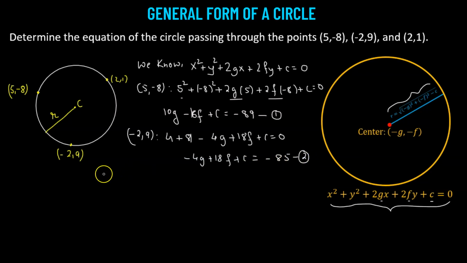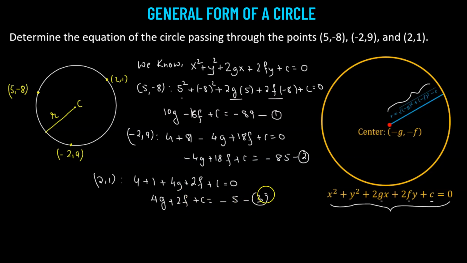And finally, the general equation is going to pass through the point (2, 1). So we can say the point (2, 1) is going to satisfy the equation. So we get 2 squared, that's 4, plus y is 1, so 1 squared, that's 1, plus 4 times g plus 2 times f plus c equals 0. So we get 4g plus 2f plus c equals -5. Let this be equation number 3.